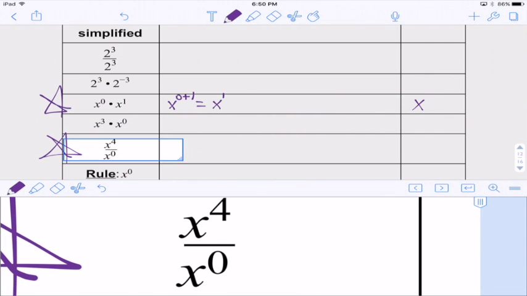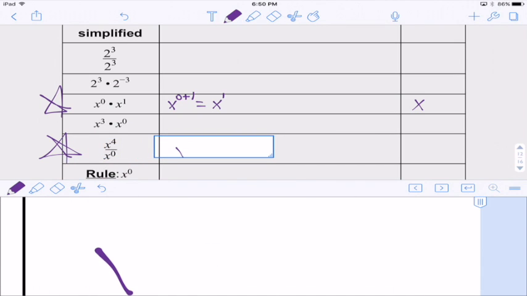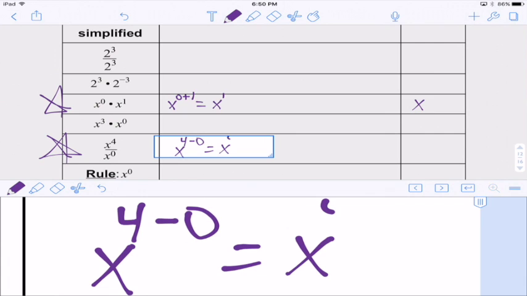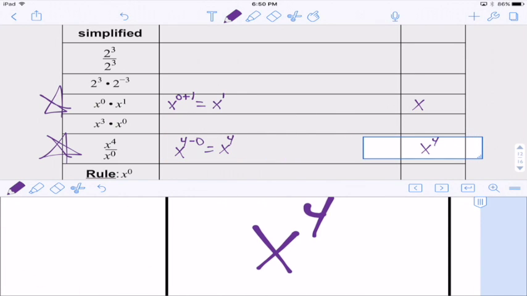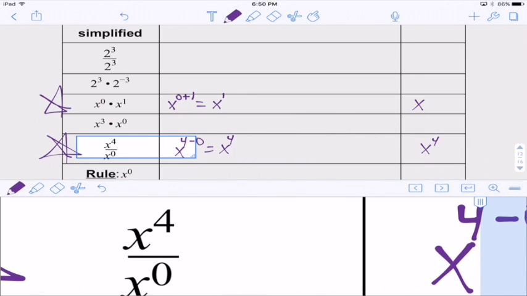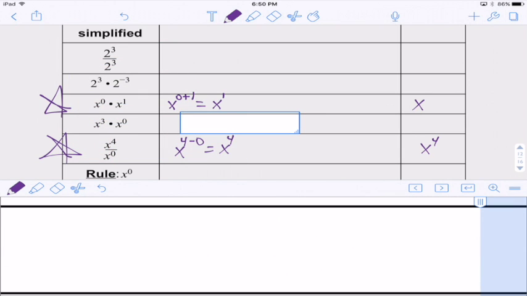Then we're going to use that division, the quotient rule. So when we divide, we subtract exponents. So we have x to the 4 minus 0, which is x to the 4th. That's fascinating. So what are we finding out that 0 is not doing? Well, I want you to work out those other three, and then we'll come back. So pause right here, try to do it, and try to figure it out for yourself.